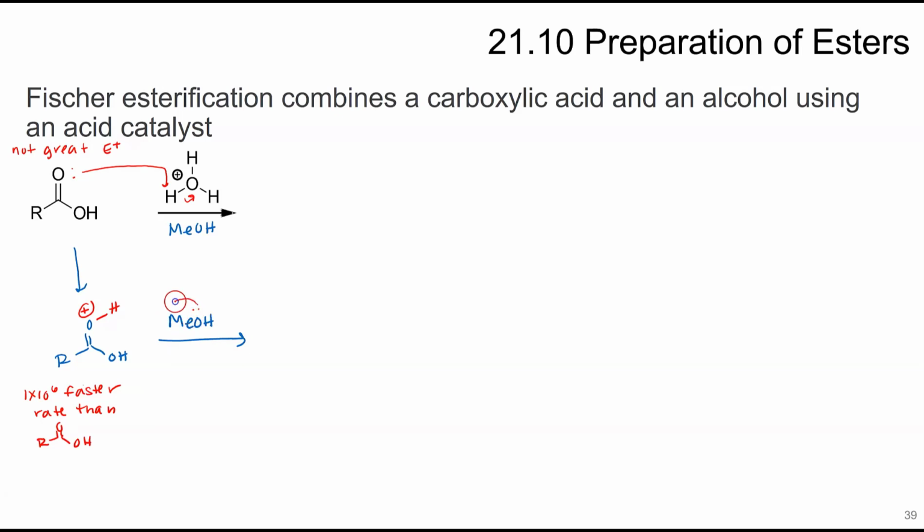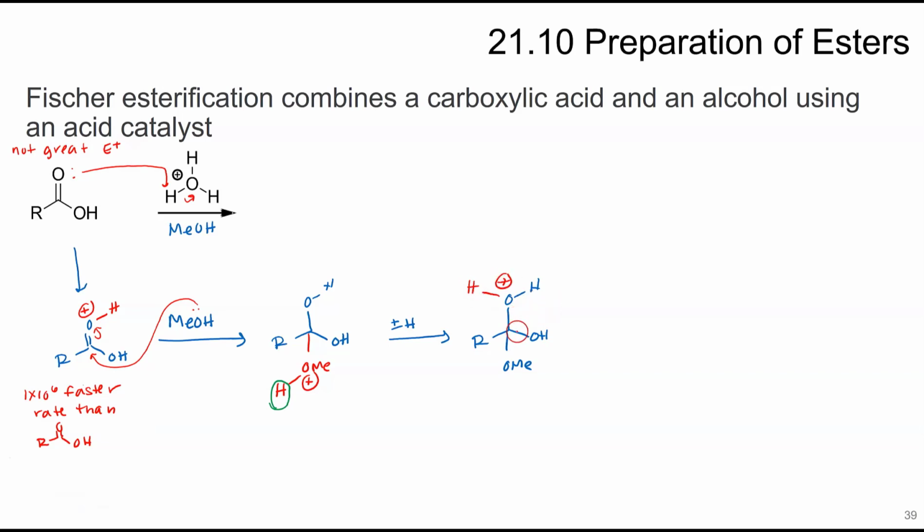Methanol will be our nucleophile. That will be positively charged. And our goal here is to get rid of one of the OH groups. So we're going to do a proton transfer. This proton here will shuffle onto the alcohol. And now we have a good leaving group. So these electrons can come down, kick off that water, and we lose water.